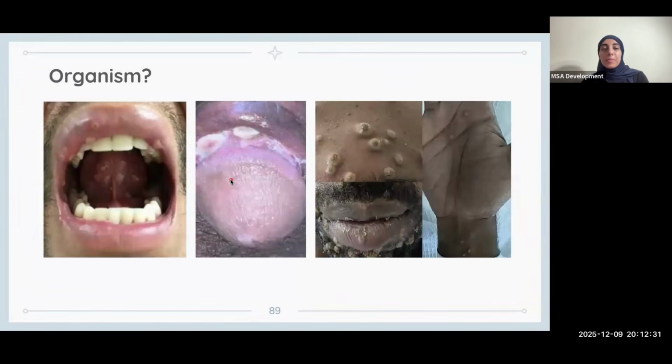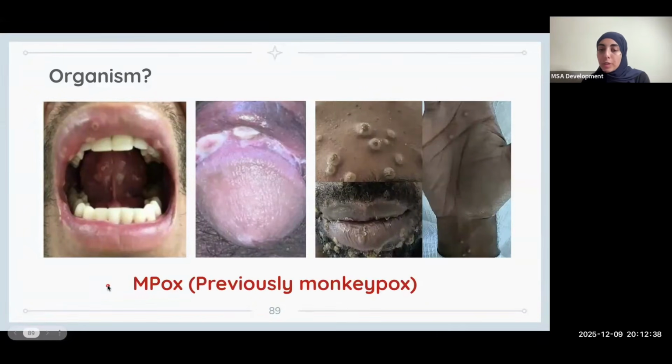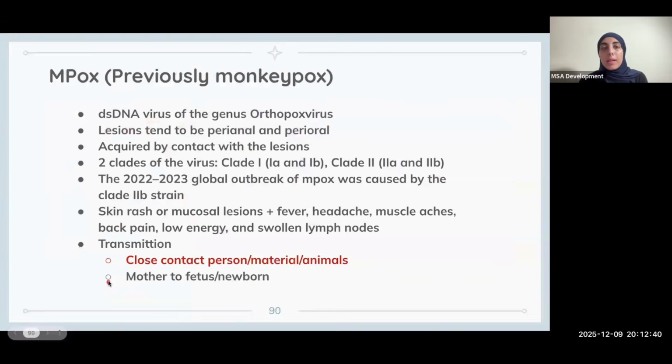Okay, next one. This is Mpox, which was previously known as monkeypox. Now, this one is also a double-stranded DNA virus of the genus Orthopoxvirus. And it was initially thought to be zoonotic. It was initially zoonotic, that's why it was called monkeypox, okay?